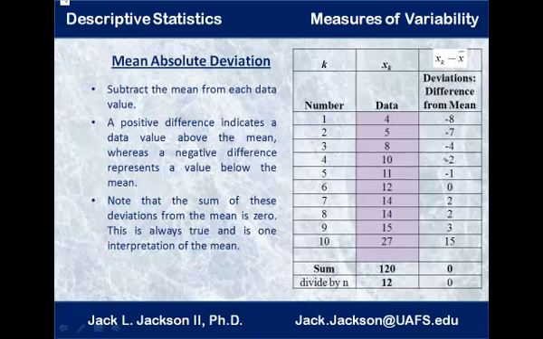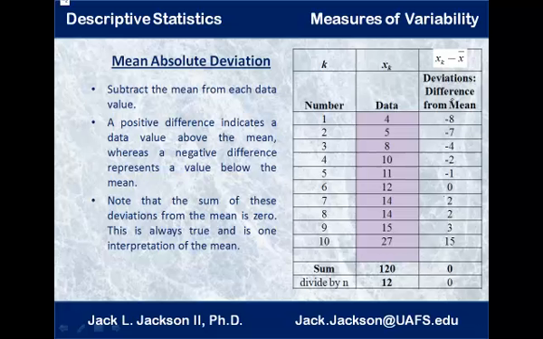So we interpret this as a 0 value means that data value is at the mean. So the mean actually shows up in the data set in this case, 12. That doesn't always happen, but it did here. We have some negative values. Those are data values which are below the mean. And we have some positive values that are above the mean.